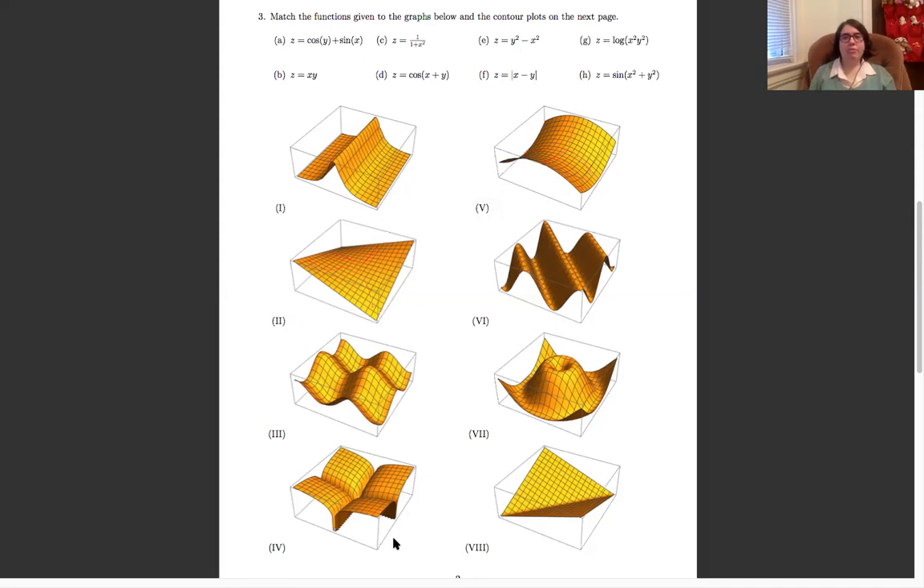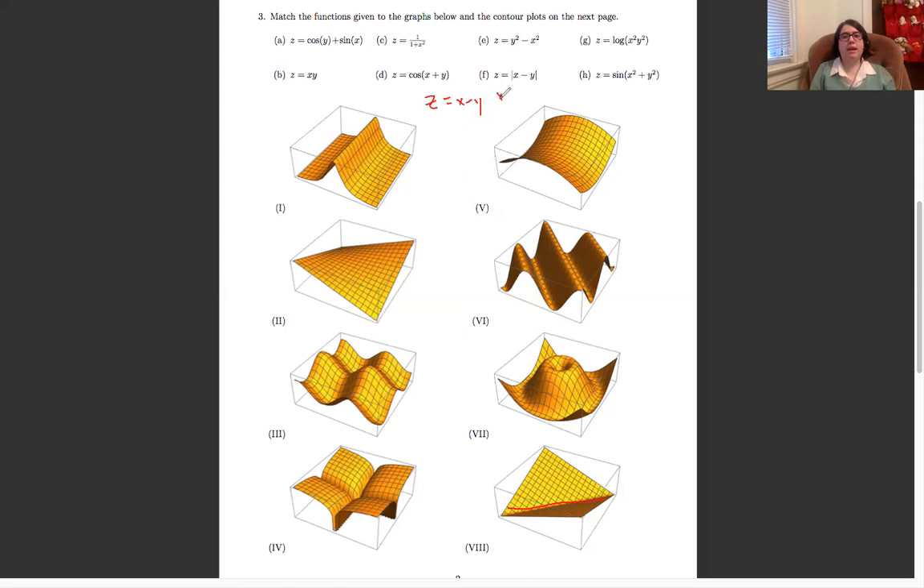For f, we have absolute value of x minus y. Absolute value was one of the things that I'm on the lookout for, because I expect it to give me a nice crease. And the only one of these that I see that has a really strong, even crease is this last one. That makes sense: if it wasn't for this absolute value, if I had z equals x minus y, that would be a plane. That's just the equation of a plane.